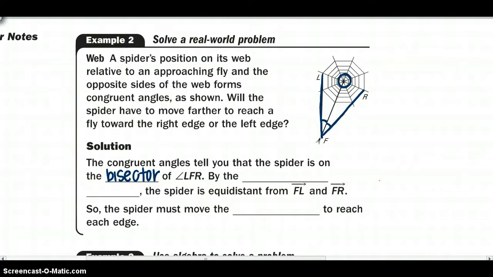And by the blank, the spider is equidistant from the 2 sides. So by the angle bisector theorem, I know that the spider is equidistant from the 2 sides. So the spider must be the same distance to reach the edge of the spider web.